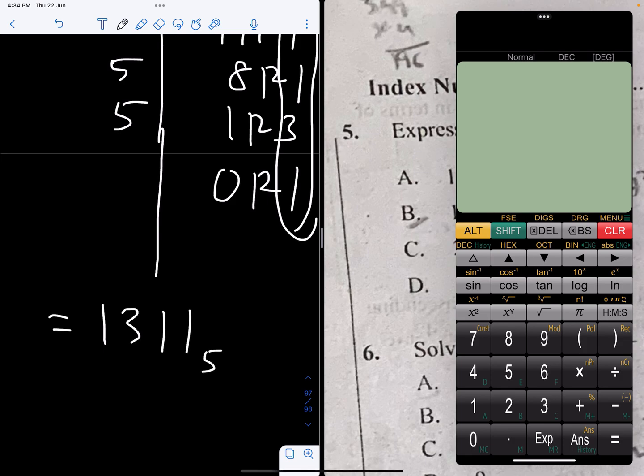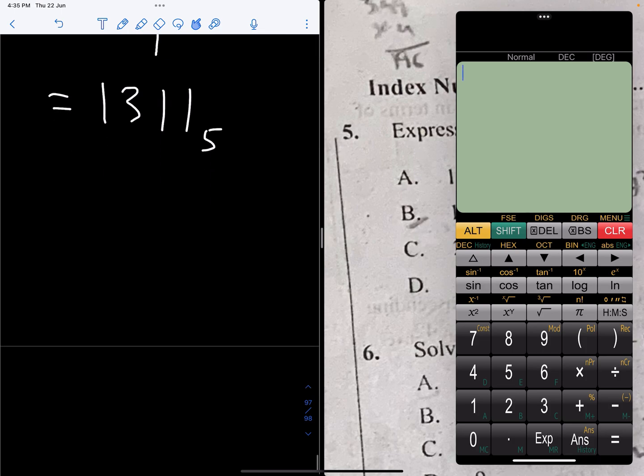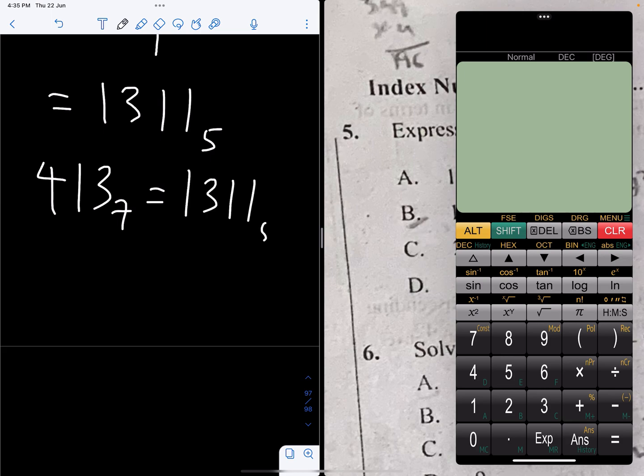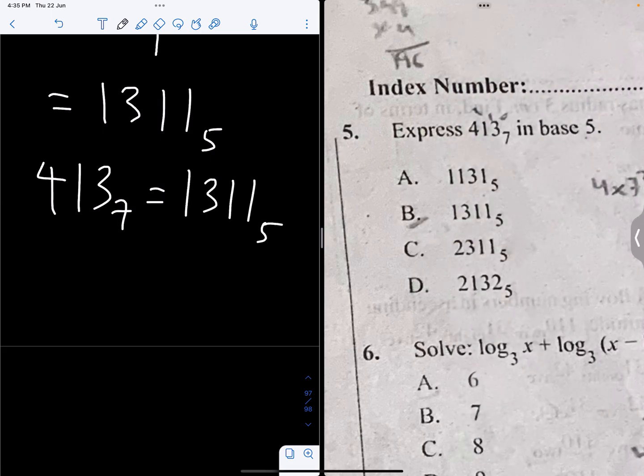That simply means 413 base 7 equals 1311 base 5. And let's see which option matches that. And that's option B.